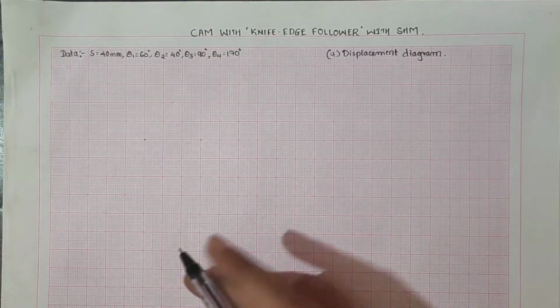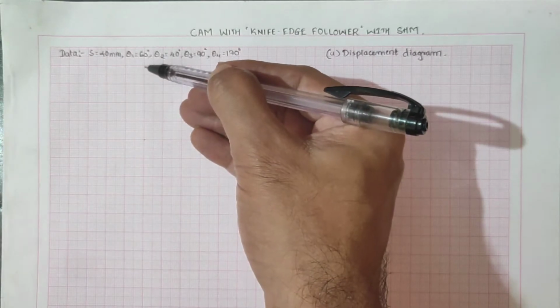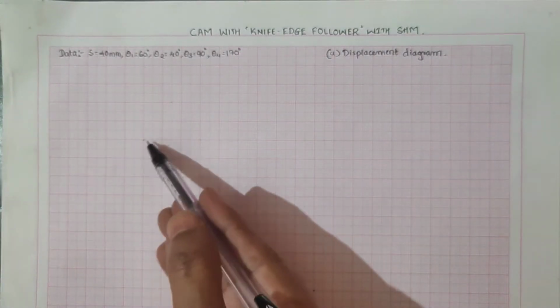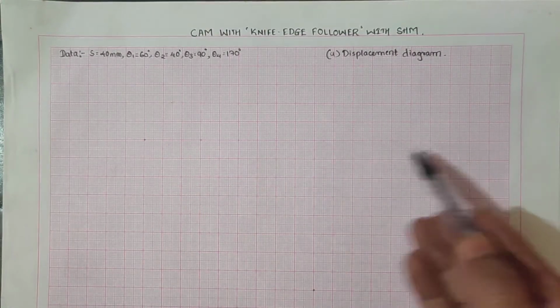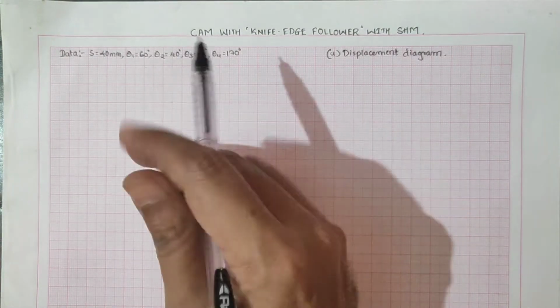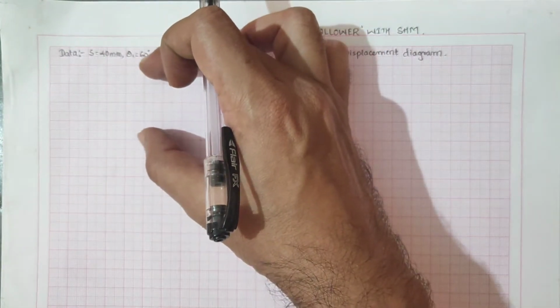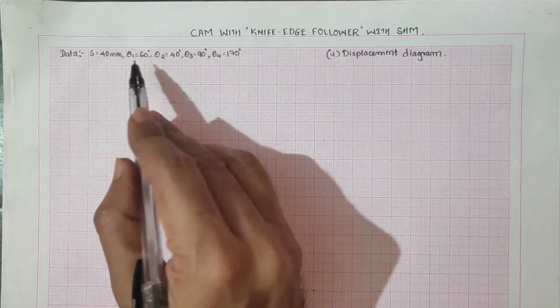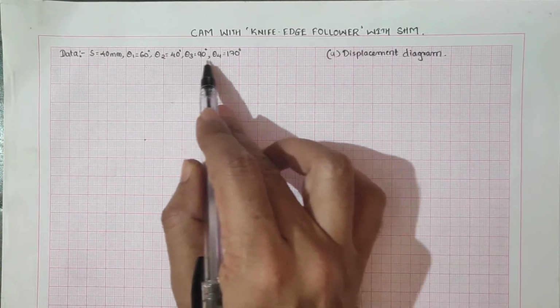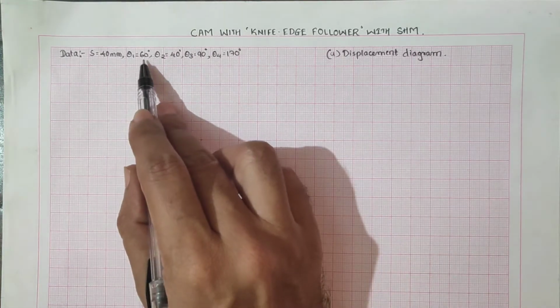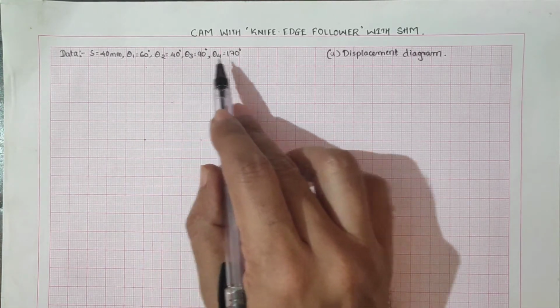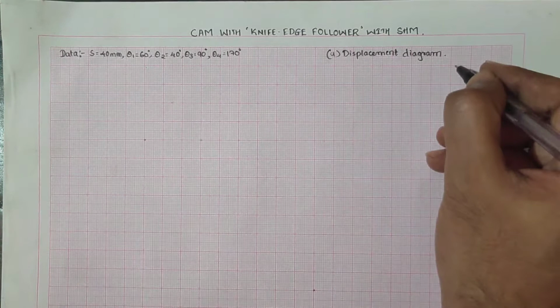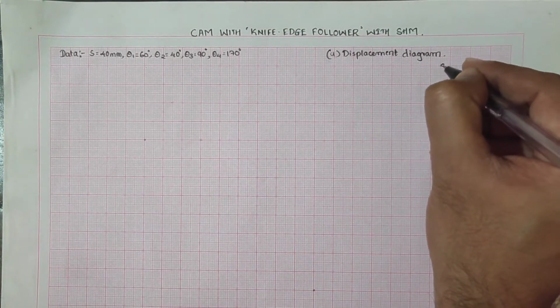For drawing the displacement diagram, we require two axes. One is the y-axis and one more is the x-axis. To draw that one, we require to use the availability of data, that is stroke 40 mm, and the availability of these angles, that is theta 1, theta 2, theta 3 and theta 4. For that, we will take one scale.